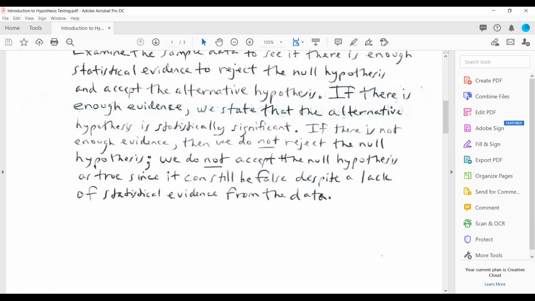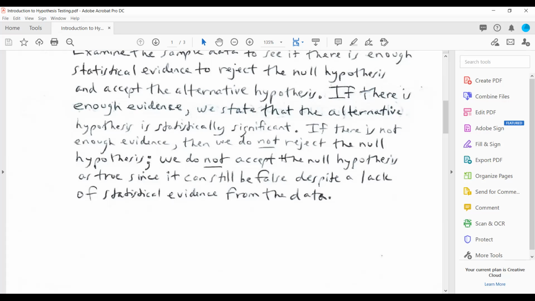In the same way, if we don't have enough evidence from our data to reject the null hypothesis, we don't say, well, we're going to accept the null hypothesis as true. No, we just didn't have enough evidence to reject it. So we say we do not reject the null hypothesis. We do not accept the null hypothesis as true, okay, since it can still be false, despite a lack of evidence in the data.